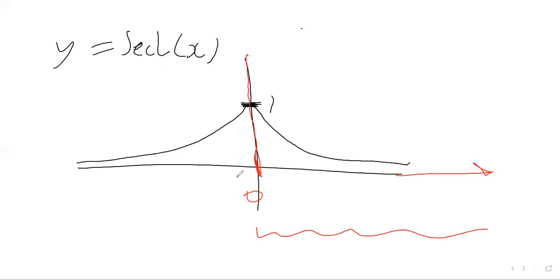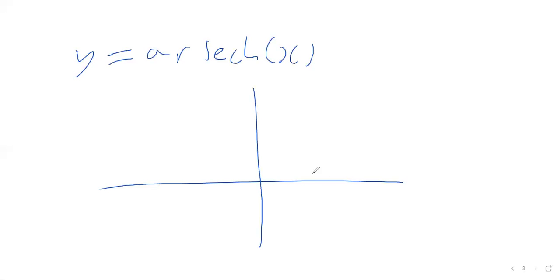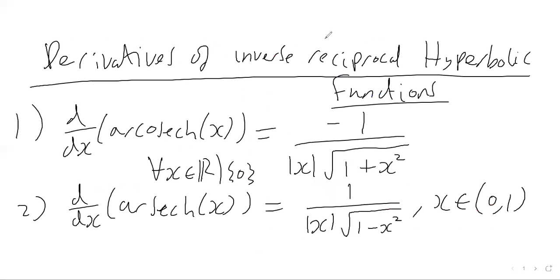So this domain there. And then when we take the inverse of that, just reflect it in the line y equals x, we get something that looks like this instead. So for y equals ARSECH of x, we got something looking like this, starting at 1 and tending to infinity as x tends to 0 from the positive real axis. So we can clearly see the domain is between 0 and 1. So the derivative is valid between 0 and 1.